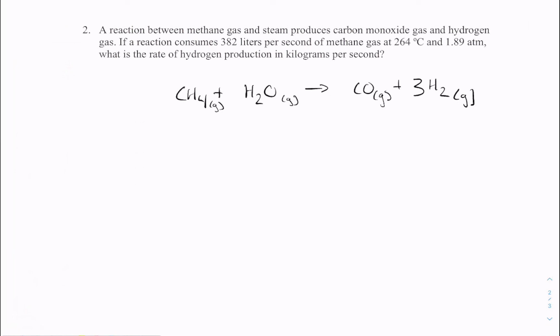Well, we want to know the rate of hydrogen production, and the only thing we're given information about is methane. Yeah, moles consumed of methane. So we're starting with CH4. How do we get moles of CH4, though? It's an ideal equation to use. Ideal gas law. Yeah. So PV equals nRT.